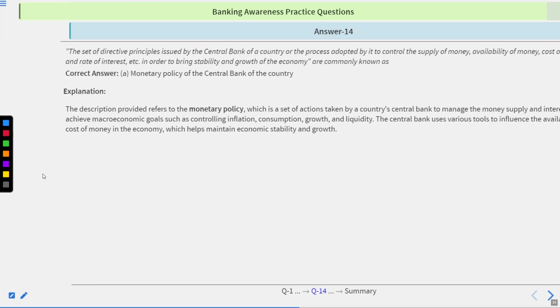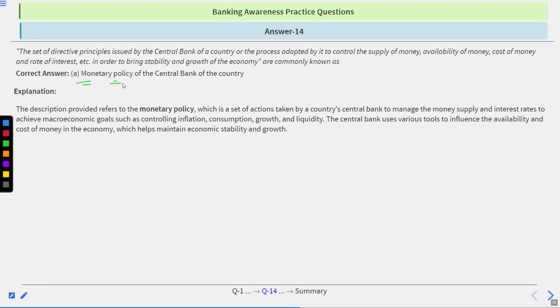Okay, the time's up. Correct answer is A. Monetary policy of the central bank of the country. Go by explanation. The description provided refers to the monetary policy. It's a set of actions taken by the country's central bank to manage the money supply and interest rate to achieve macroeconomic goals such as controlling inflation, consumption, growth, and liquidity. The central bank uses various tools to influence the availability and cost of money in the economy, helps maintain economic stability and growth.